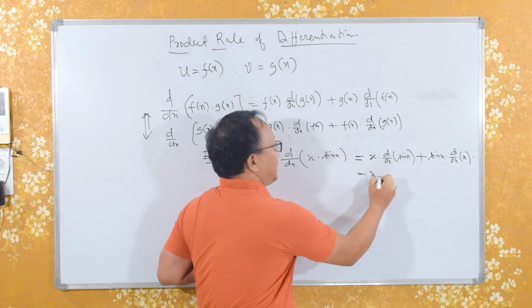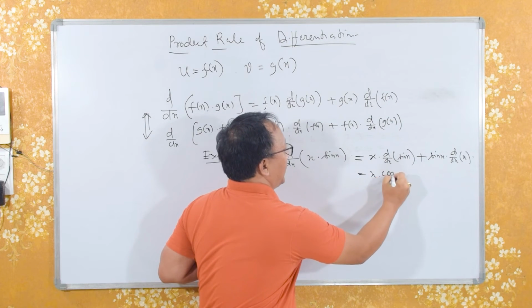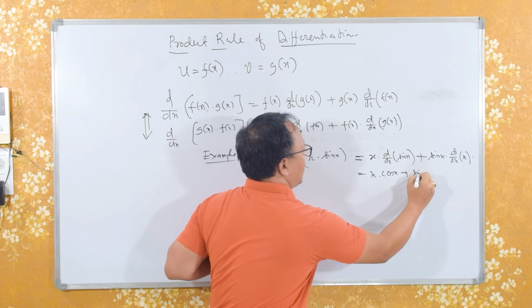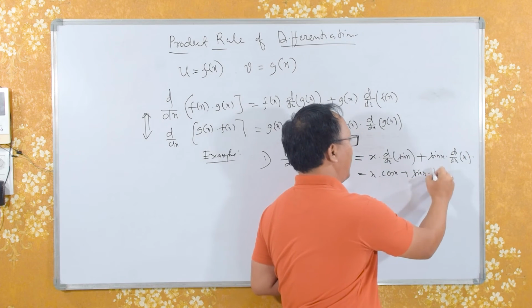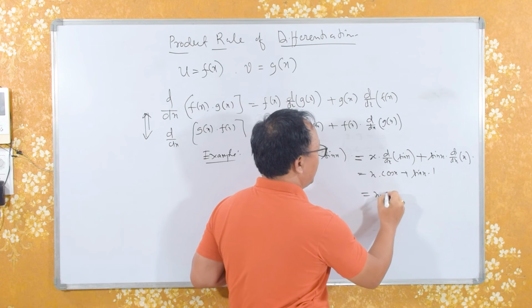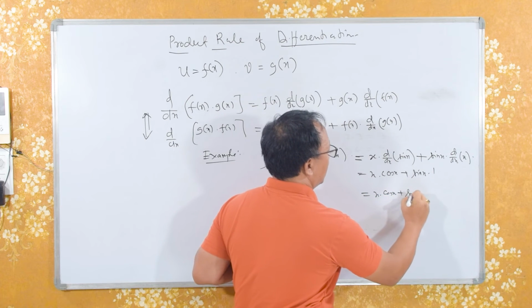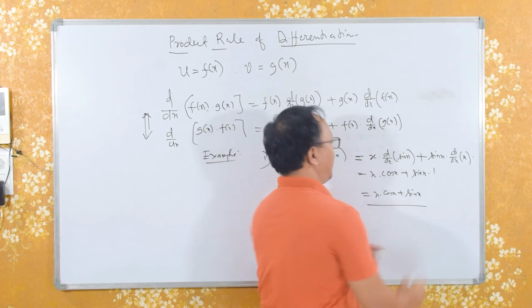We know the differentiation of sin x is what? Cos x. So x cos x plus sin x. Differentiation d by dx of x is what? 1. Therefore, x into cos x plus sin x is the answer.